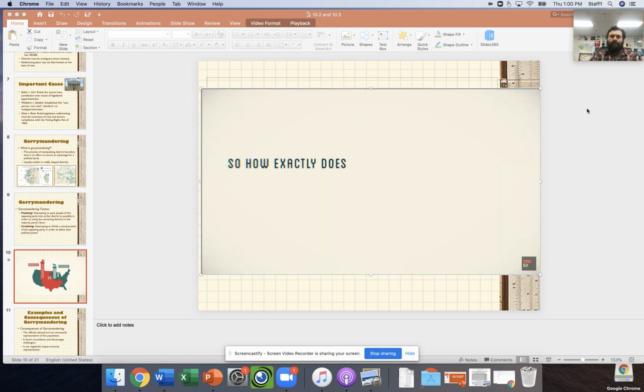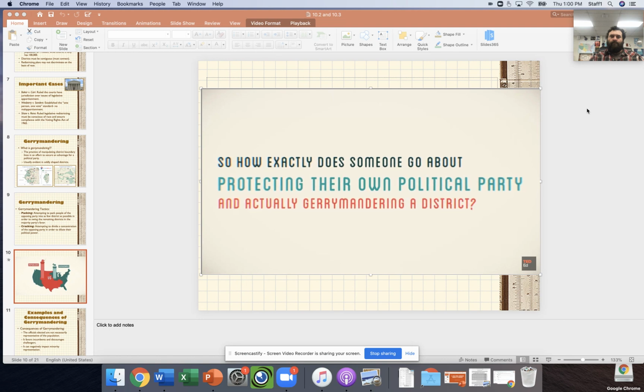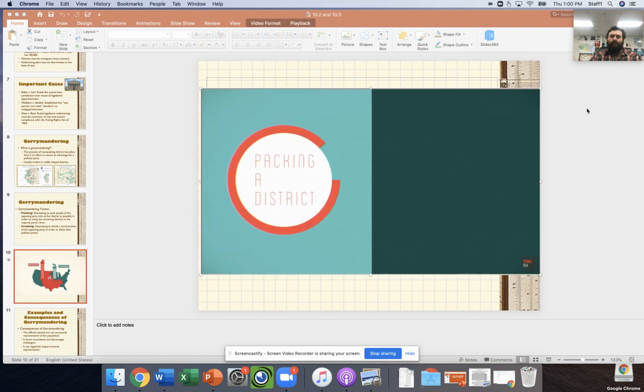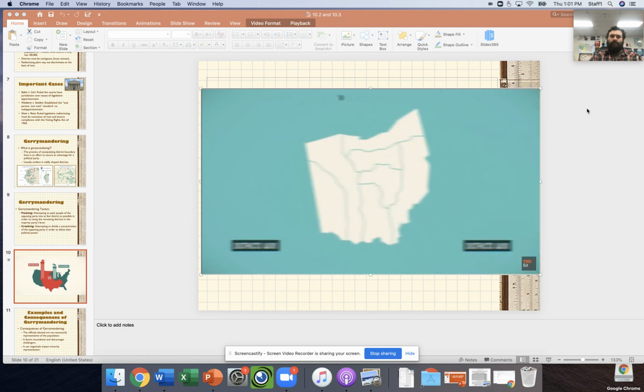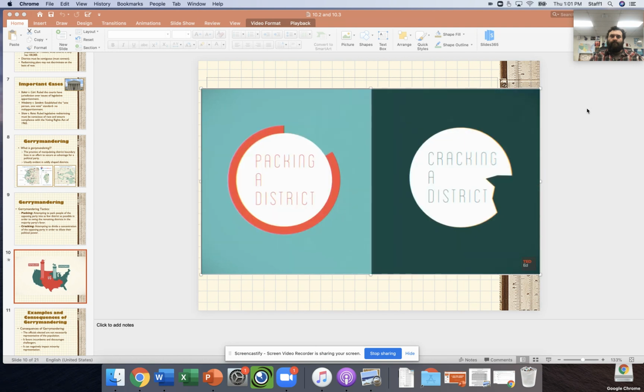So how exactly does someone go about protecting their own political party and actually gerrymandering a district? There are two successful practices: packing a district and cracking a district. Packing is the process of drawing district lines and packing in your opponents like cattle into as few districts as possible. If more districts equals more votes, the fewer the districts there are, the fewer votes the opposition party will get. Packing, then, decreases the opponent's voter strength and influence.